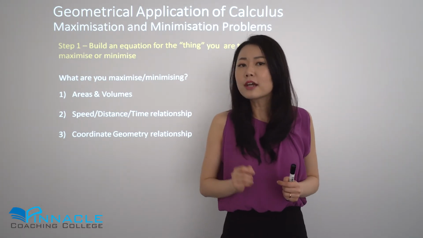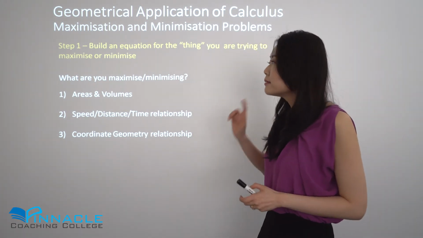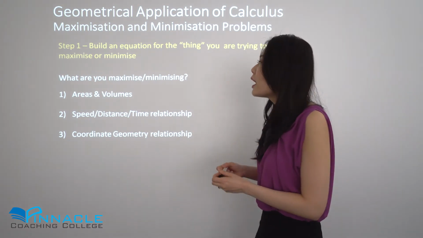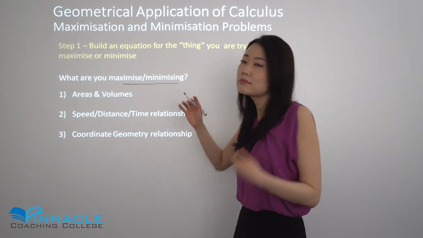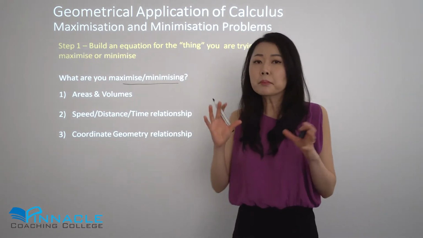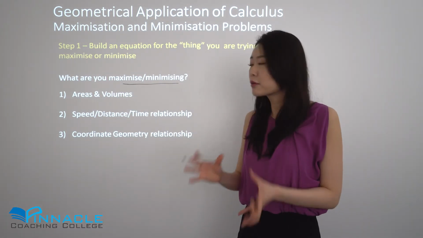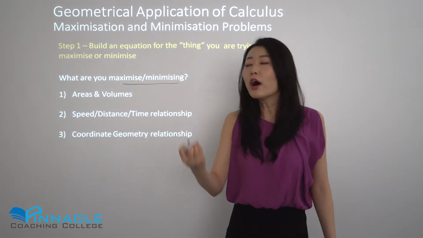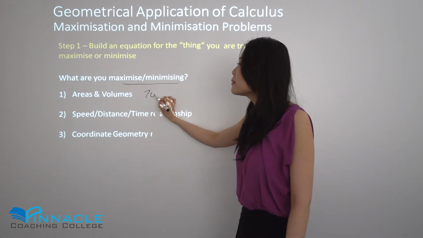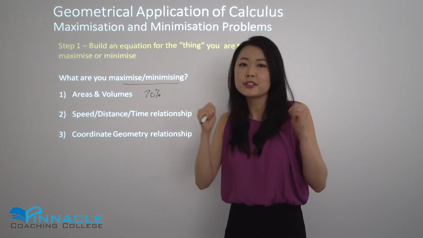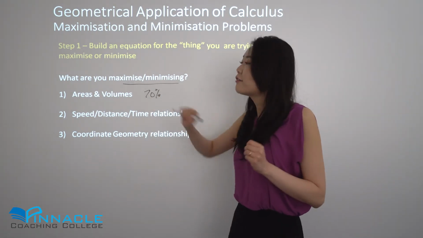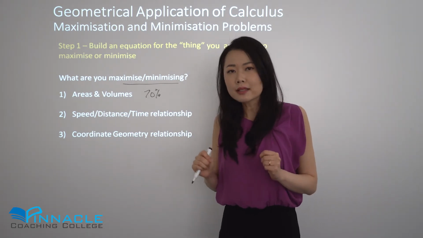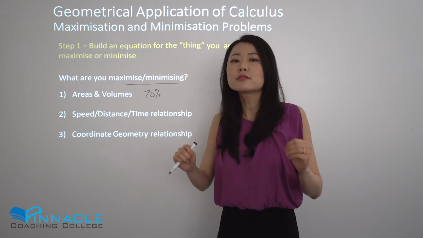Alright, so back to how to approach step 1. Typically, there are two things to consider. First, you have to ask yourself, what exactly are you maximizing or minimizing? Broadly, there are 3 categories of things that you will look at. The most common one, about 70% of the questions you encounter in this area, are areas and volumes.